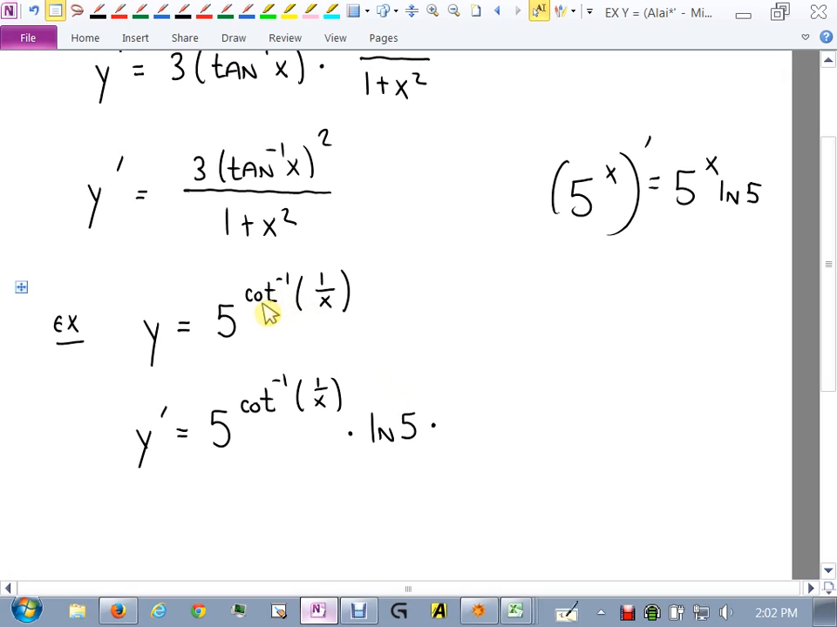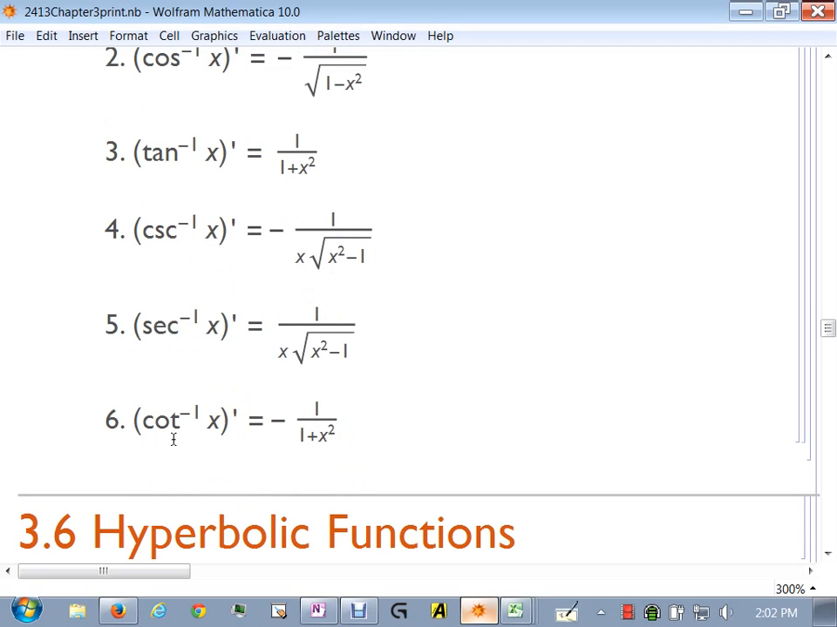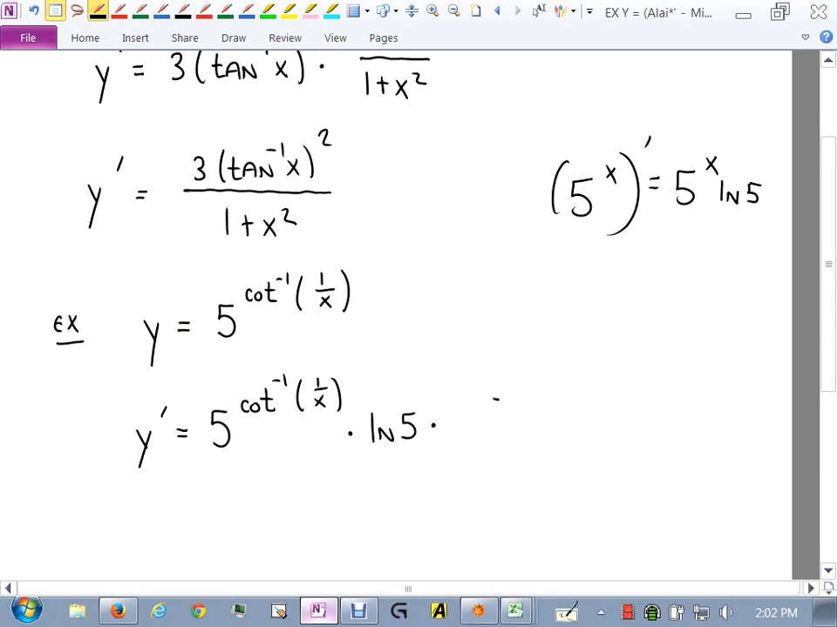The junk up here is cotangent inverse of something. What's the derivative of cotangent inverse of something? So you go to your formulas there. Negative, it's just like tangent, right? But it's negative. Negative 1 over 1 plus that something squared. So it would be negative 1 over 1 plus that something squared. What's the something I'm going to square? 1 over x. Times, I'm not done, the derivative of what was inside the cotangent inverse.